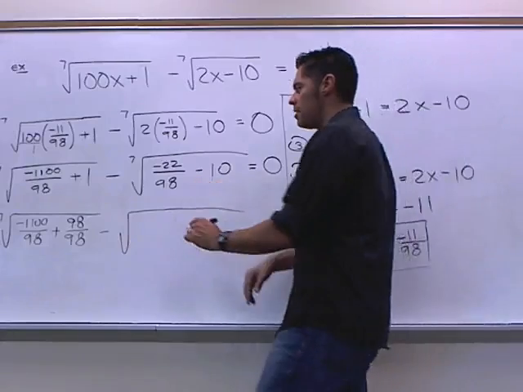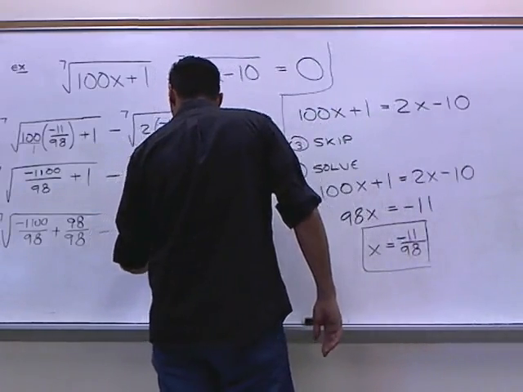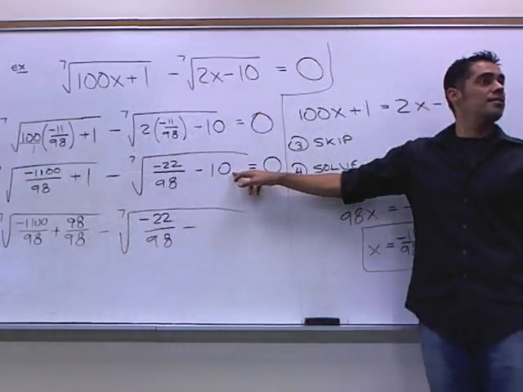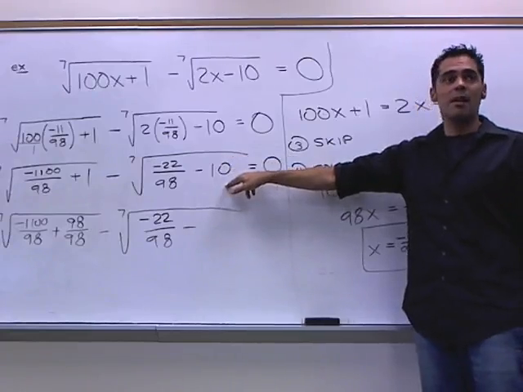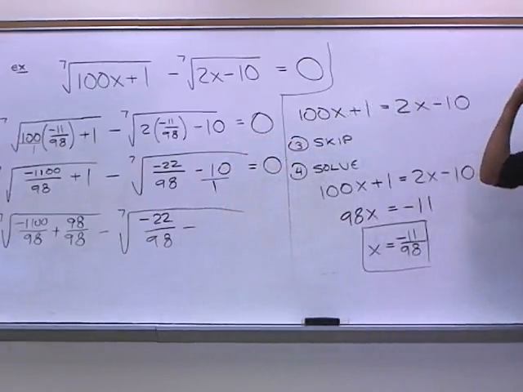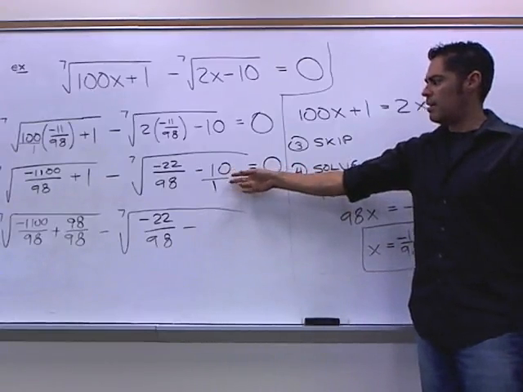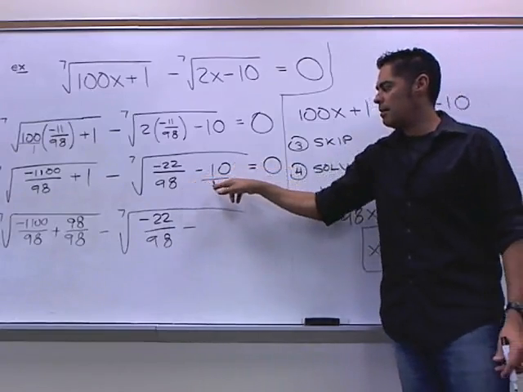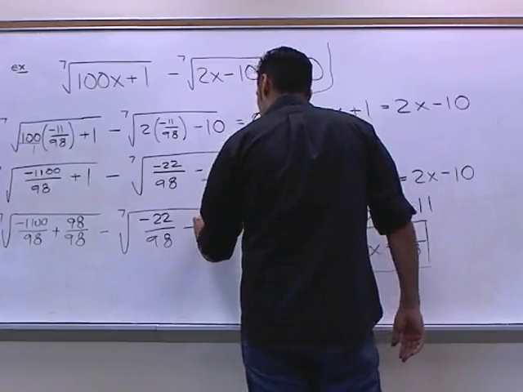This one over here, still negative 22. Here's my 7th root. Negative 22 over 98 minus. Now I need to turn my 10 so that it has a 98 on the bottom. So multiply the bottom by 98 and the top. 10 is like 10 over 1, so won't that be 980 over 98? Do y'all see what I'm saying? Same denominator I need, so I multiply top and bottom by 98. 98 on bottom, 980 on top.